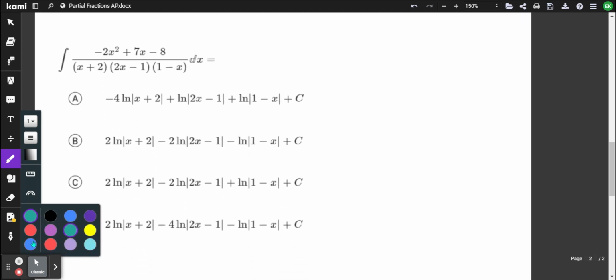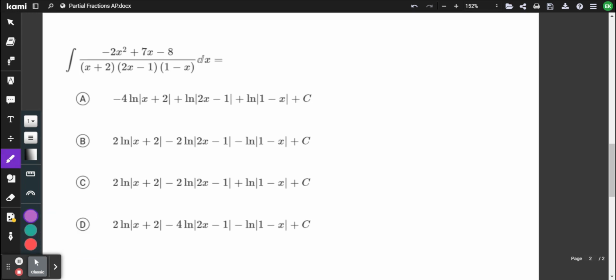This one is a little daunting to look at, I'll be honest with you. But when you notice that the denominator is already factored for you, that's a really helpful thing here. And notice that my answer choices are all pretty similar. I can kind of see how it's going to work out. So the fact that it's multiple choice here is really helpful, because we can just solve out a little bit and see where we're at.